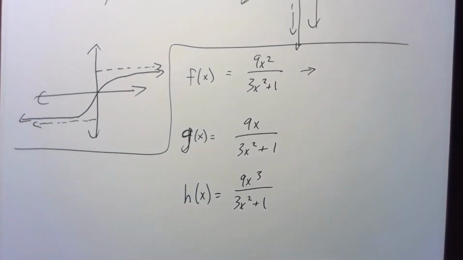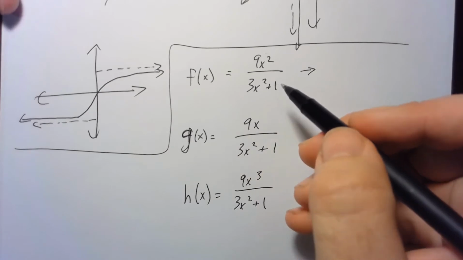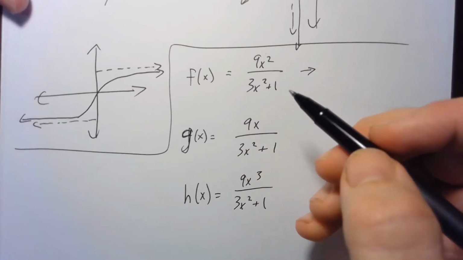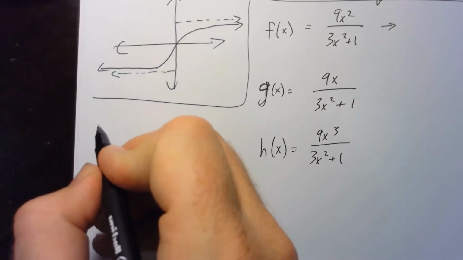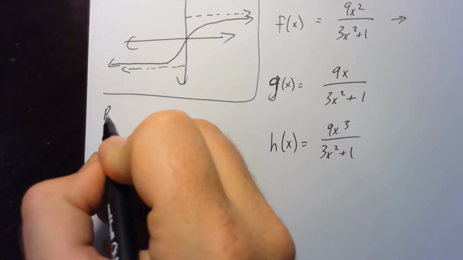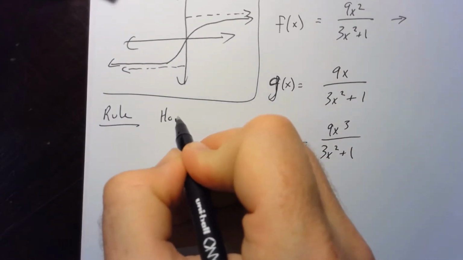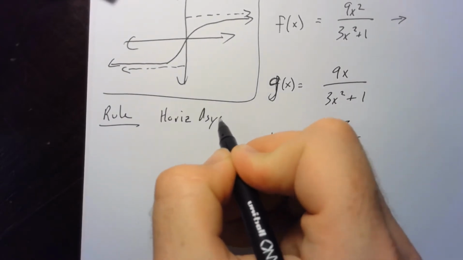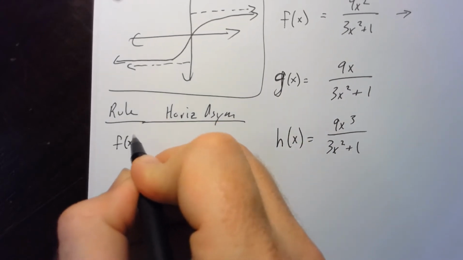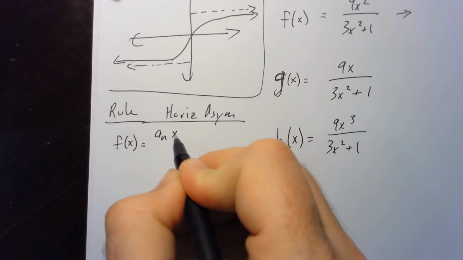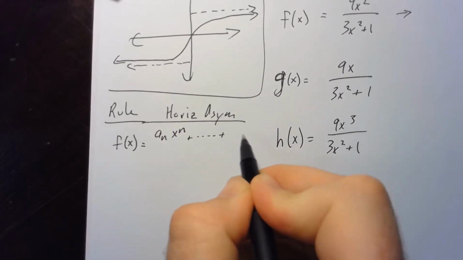So the concept is, when we're looking at a function to determine its horizontal asymptote, you're going to look at the largest powers of x. Over here off to the side, this is our rule for identifying or locating the horizontal asymptote, and that rule is going to revolve around the largest powers of x. So let's say f of x is equal to a sub n x to the n, plus a bunch of other values all the way down to a sub 0.